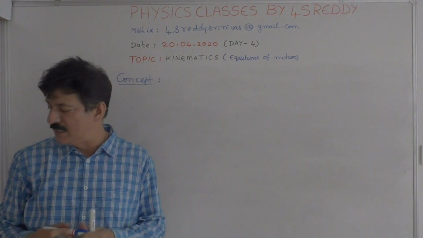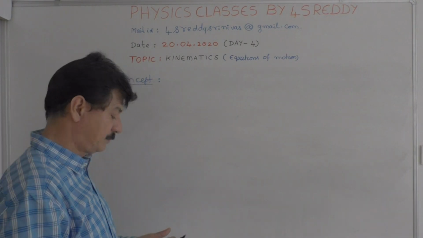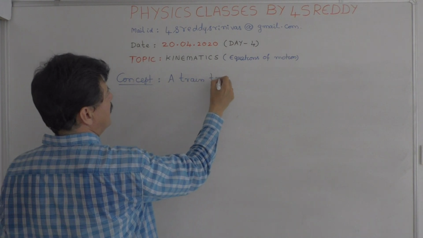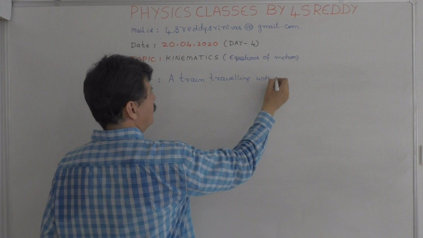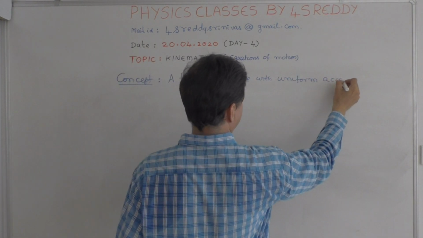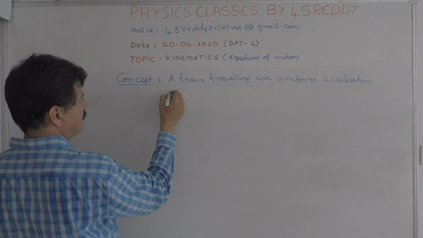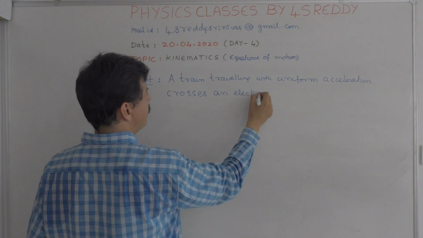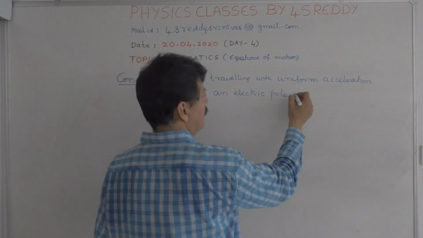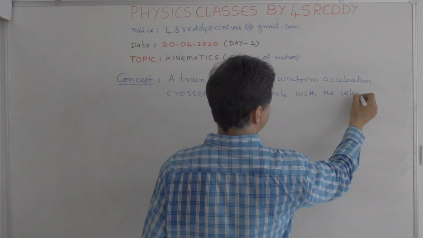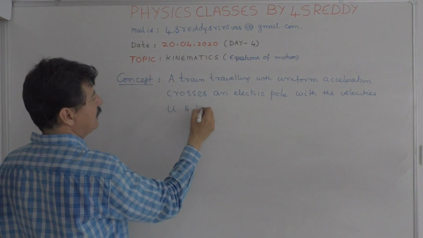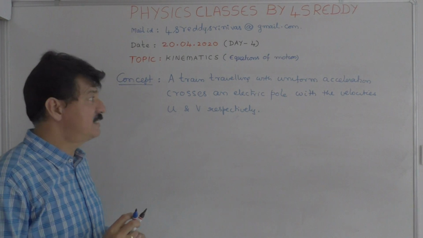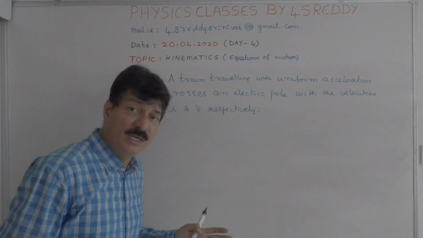That is what you can say in this case. Here, a train traveling with uniform acceleration crosses an electric pole with the velocities u and v respectively.